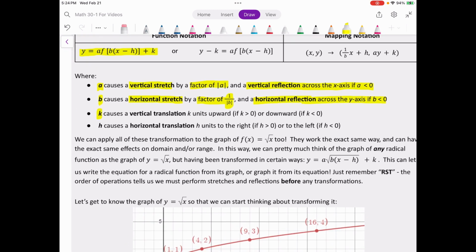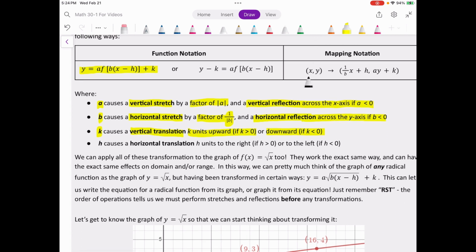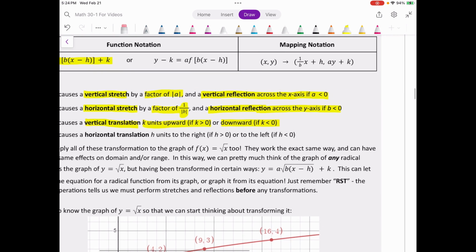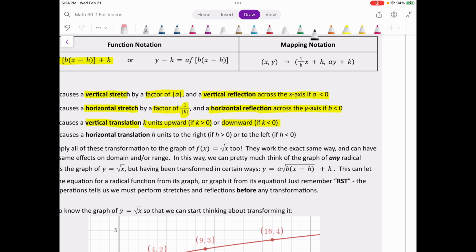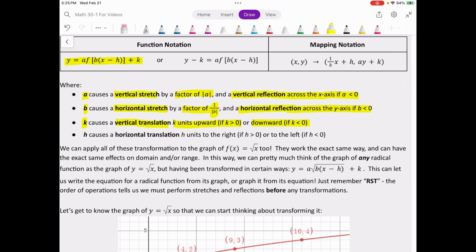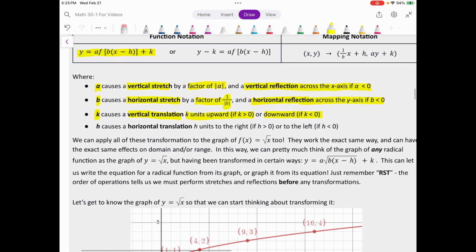k is the vertical translation. So k causes a vertical translation, k units upward if k is positive, or downwards if k is negative. Again, that kind of makes sense because you can see, y used to just be equal to f of x. Now all this stuff is happening, and then we're adding k. We're adding k to every y value. So it's going to be k units higher if k was positive, or if k is negative, it's now k units lower. Again, look at that, there it is in the mapping notation. Yes, we multiply by a if there's a vertical stretch or a vertical reflection, but then we're adding k to every y value. And the effect of that is the graph just shifts upwards, or downwards if k is negative.